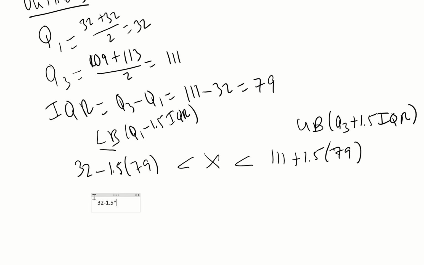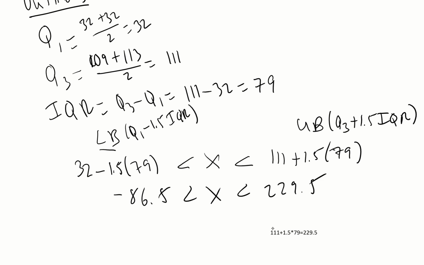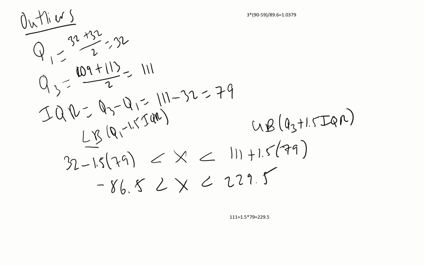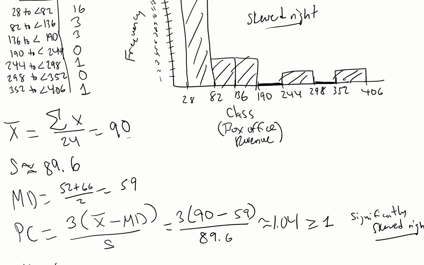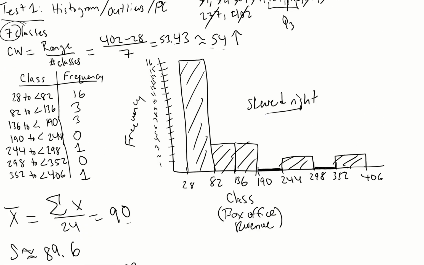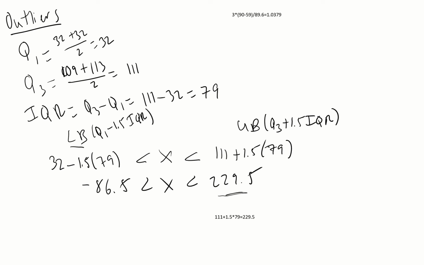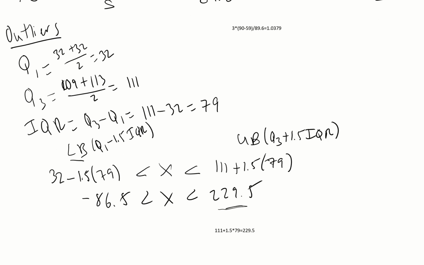32 minus 1.5 times 79. So that's negative 86.5. That's pretty low. All right, let's do 111 plus 1.5 times 79. So that's 229.5. All right, so that means if there's any number that is outside of that range, then it is considered to be an outlier. So in this case, we do have some outliers, right? It has to be greater than 229 to be an outlier or less than this negative number. There are no numbers less than negative 86.5, so we're good there.